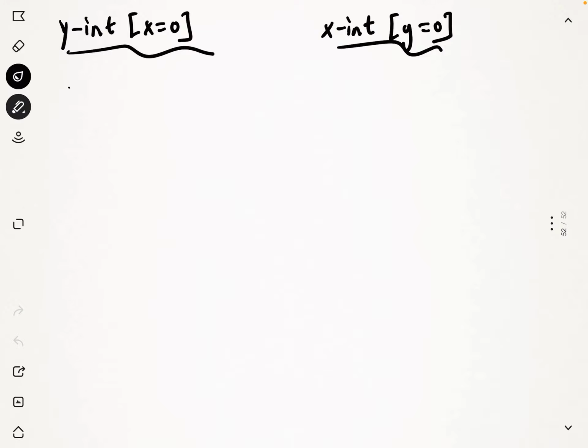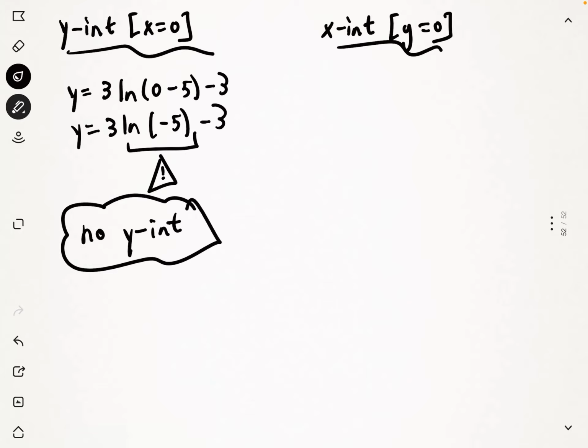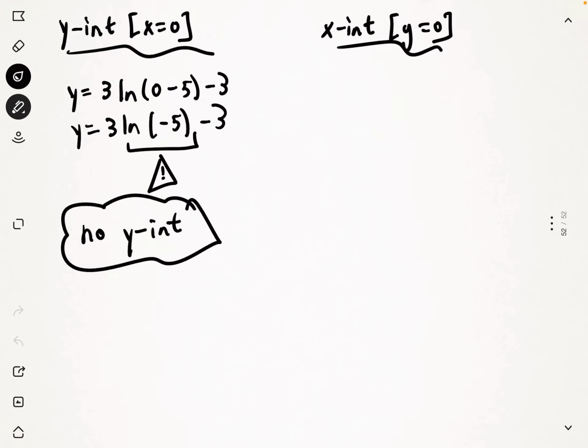Or if you didn't recognize that and you tried to do the algebra, what would happen is you'd end up putting in 0 for x, and then you'd run into a problem here because you end up with the natural log of a negative number. You can't get the log of a negative number. It doesn't exist. So in this case, we would just say no y-intercept. So you could either discover there's no y-intercept from the graph, where you can see visually it's not going to intersect, or you could see using algebra that it's not going to work either.